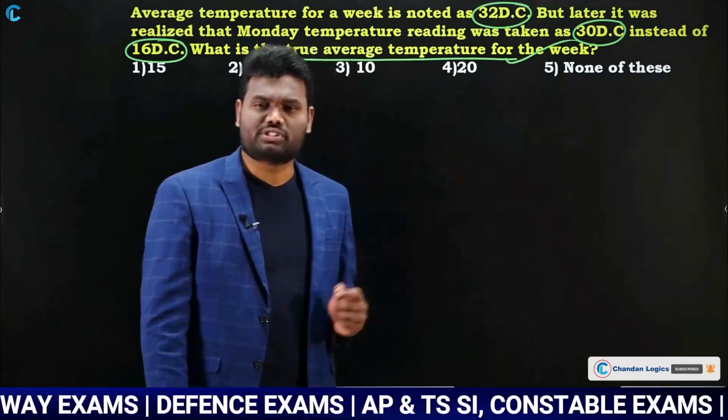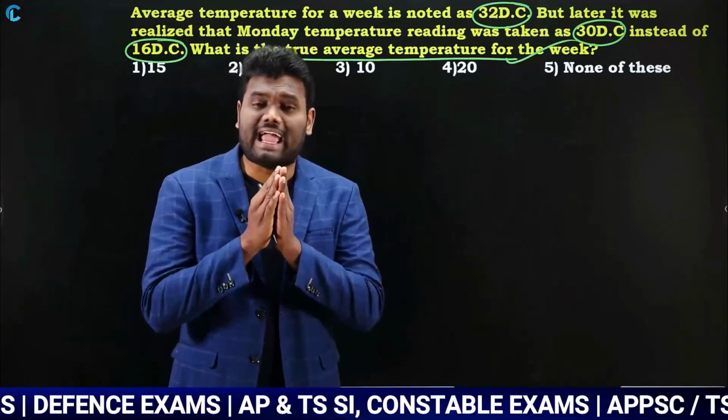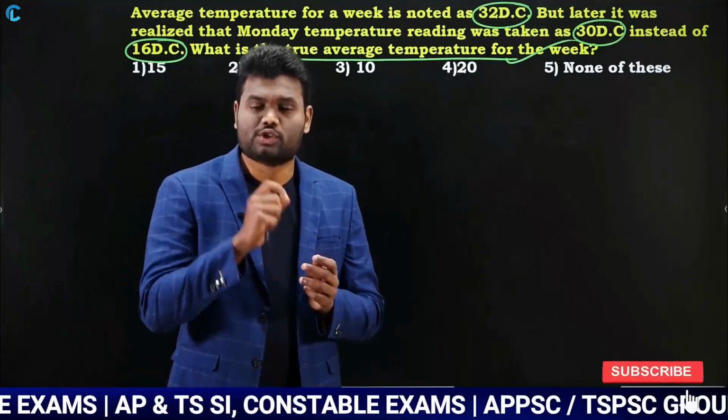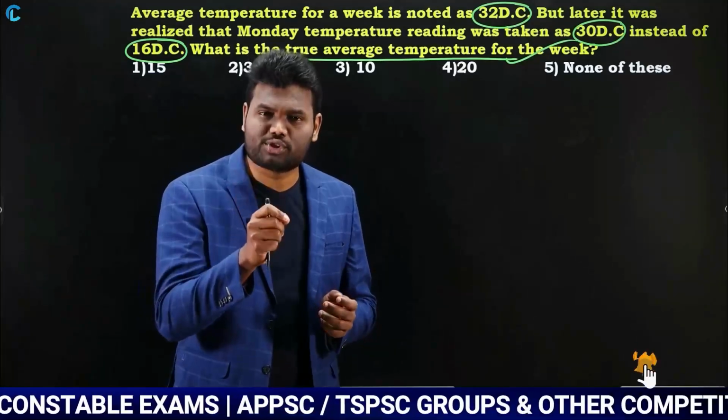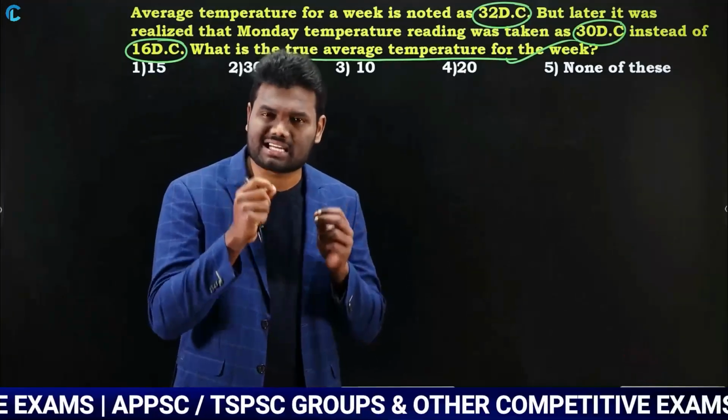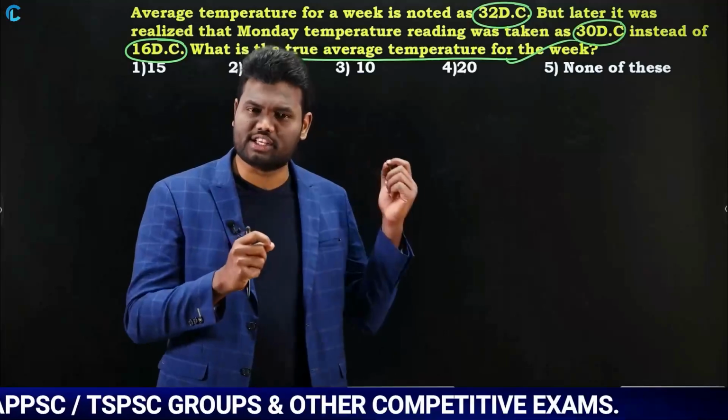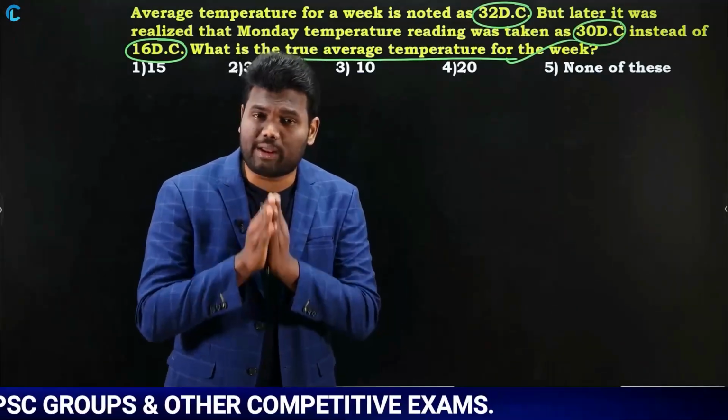Now in this type of question, what happens is they will enter one wrong value. Due to that, the average is going to change. Now we are supposed to correct that average. These are the questions that are going to come in this model. These questions are very simple.